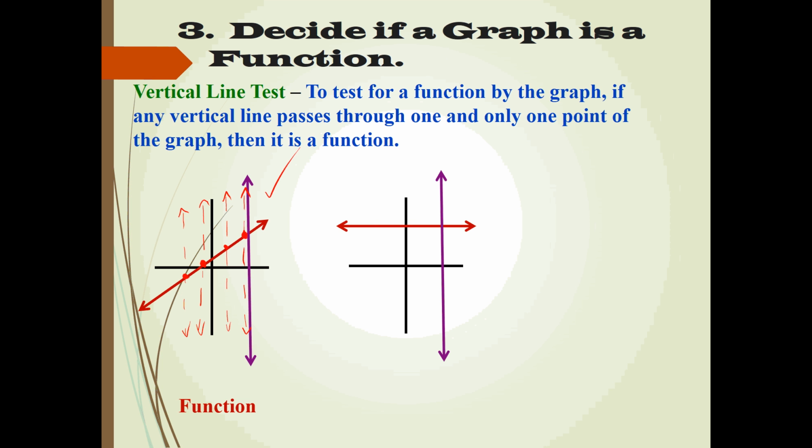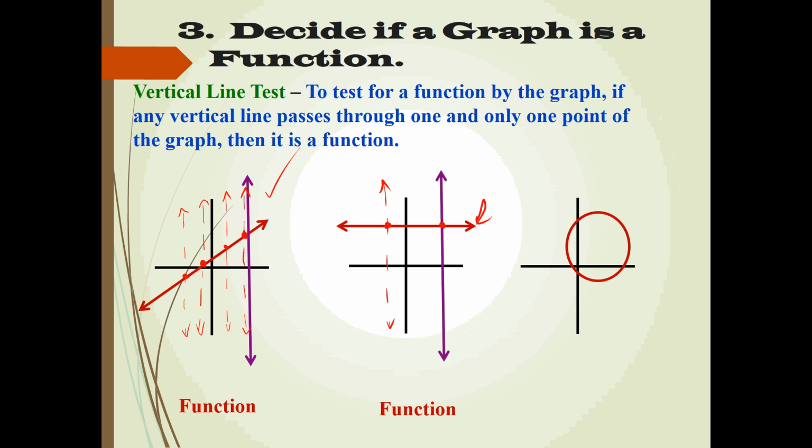Here's our next example. If we drop a vertical line here, I can see it intersects in only one spot, and I could drop that vertical line anywhere along this graph, and it's only going to intersect at one spot. So this horizontal line right here is another example of a function. Let's look at our third example.